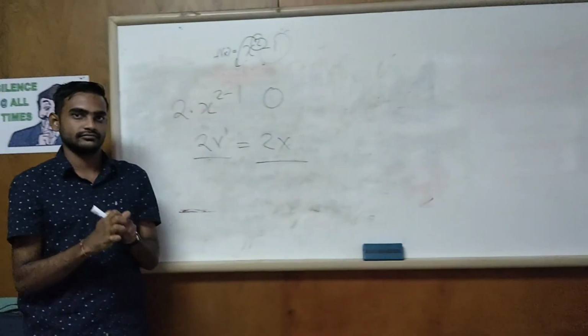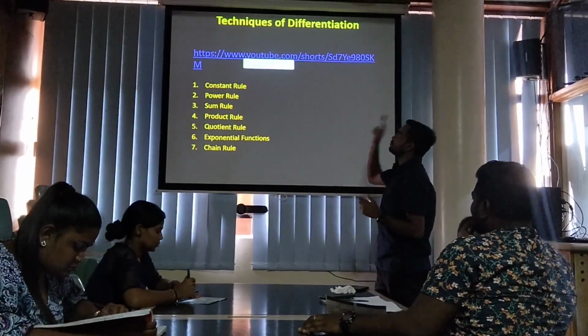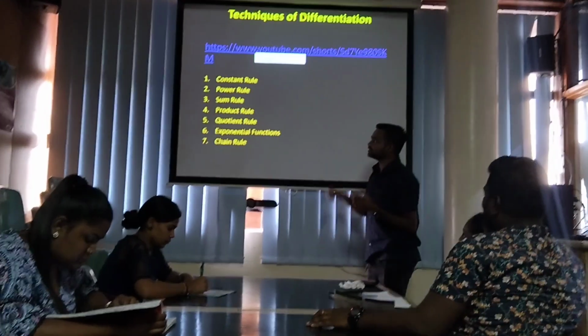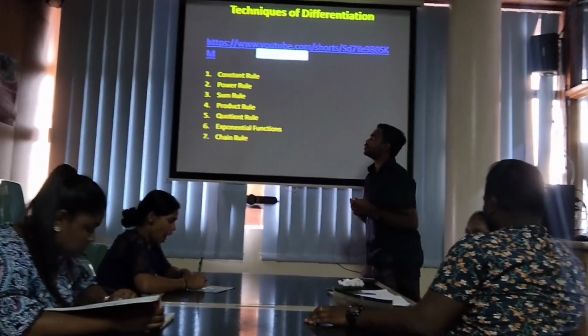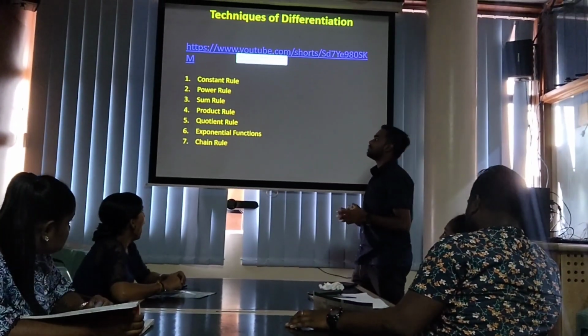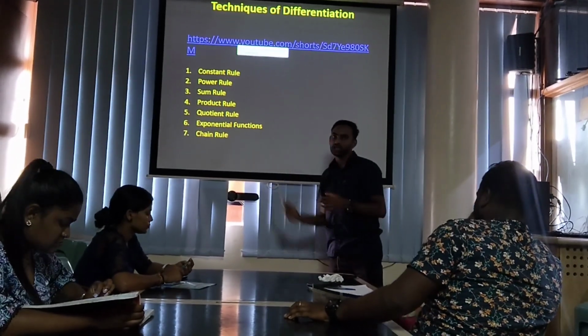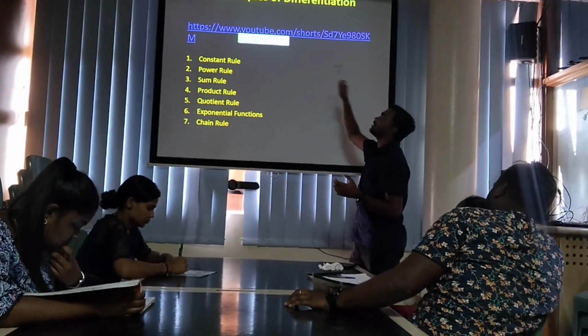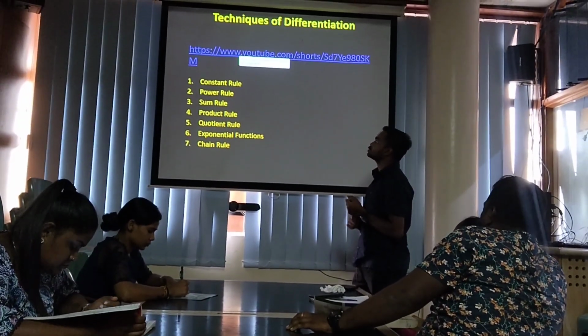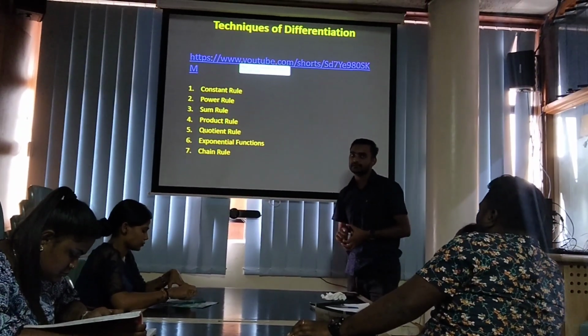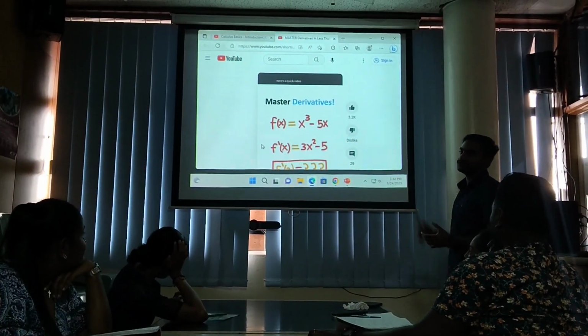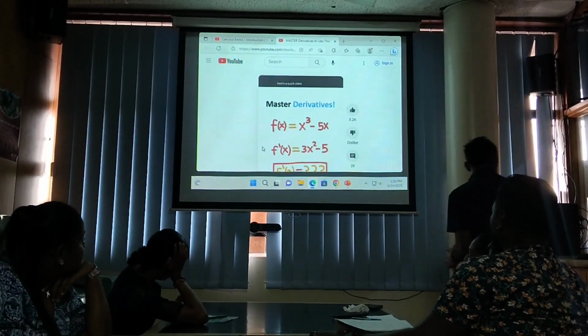Alright, from this strand we are going to focus on these 7 things: constant rule, power rule, sum rule, product rule, quotient rule, exponential function, and chain rule. These are all techniques of differentiation. Now I am going to play a short video for your better understanding. Alright class, let's pay attention to this video, it's very informative.